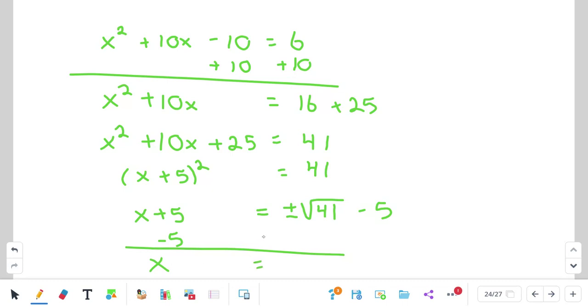X equals, and this thing doesn't clean up very nicely, so honestly I'm just going to leave it alone and call it my answer. Okay, plus or minus square root 41 minus 5. If you want both answers as decimals, no problem. Find the positive square root of 41 and subtract 5 from it, and find the negative square root of 41 and subtract 5 from it.